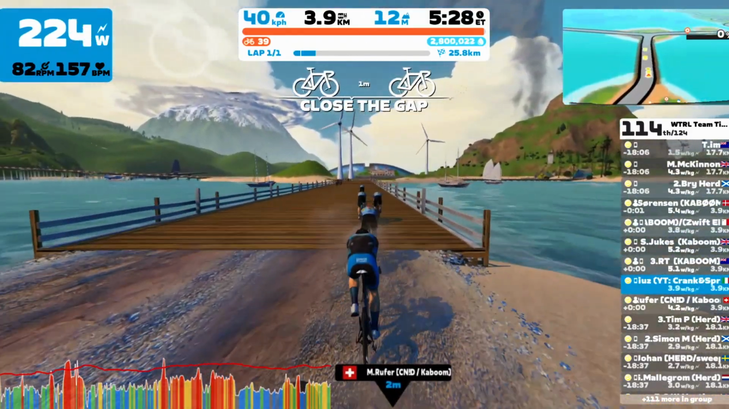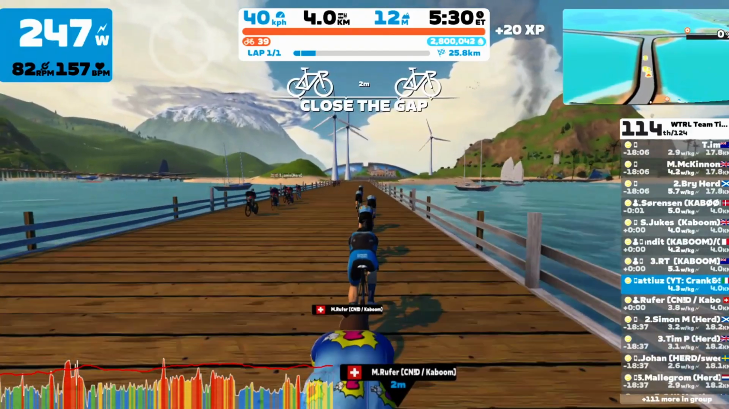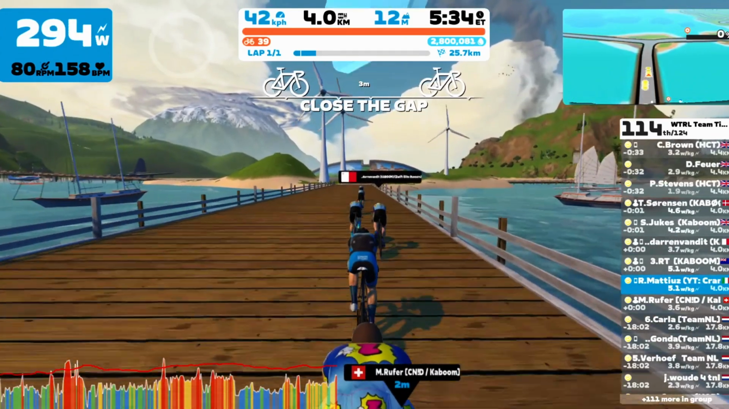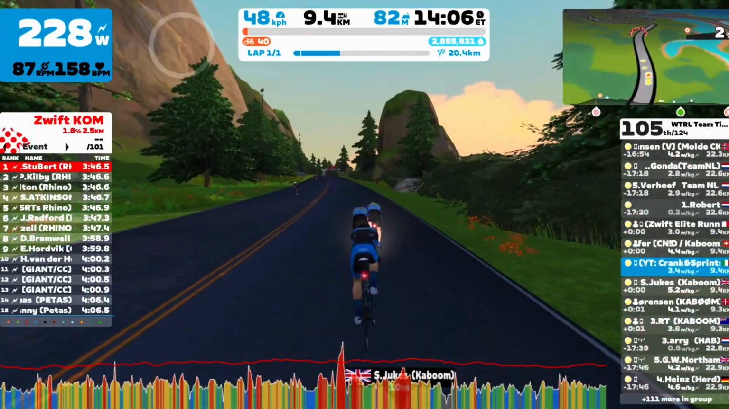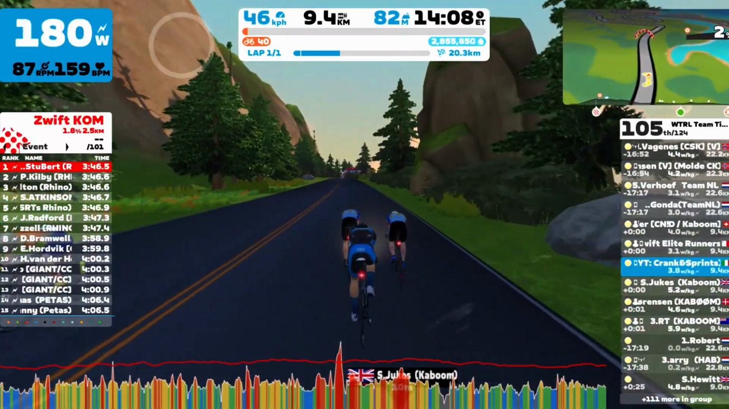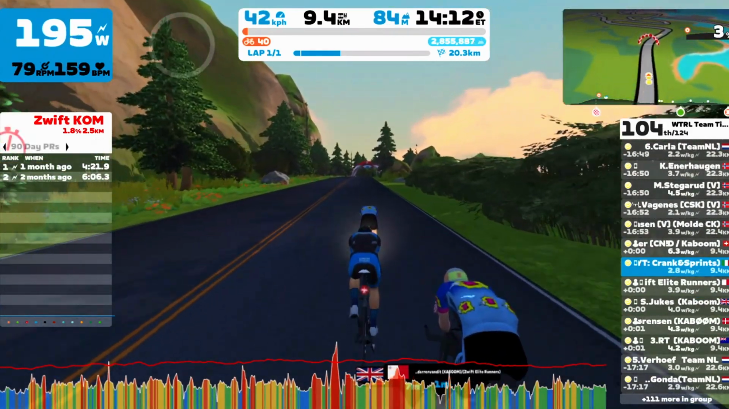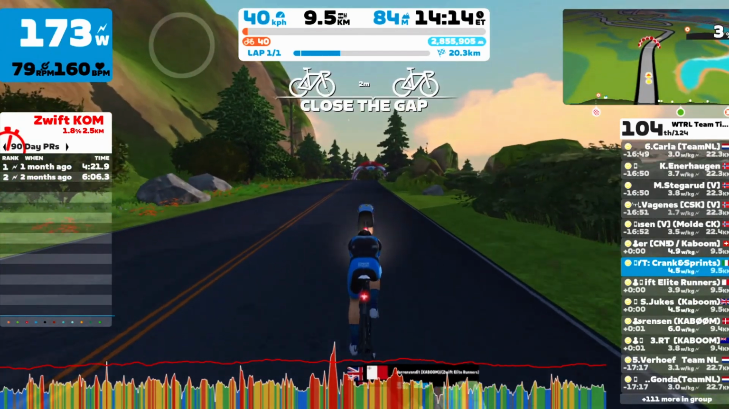A time trial is a high intensity training where you have to be very constant for a long period of time. In this case it was 30 kilometers. We did an average of 41.8 kilometers per hour, so it's a very intense training.